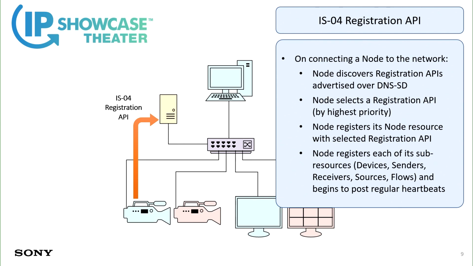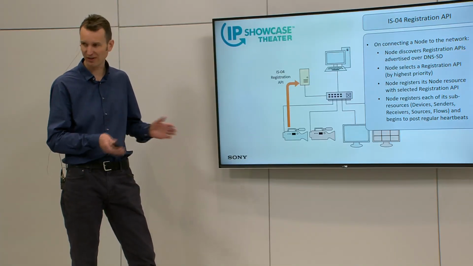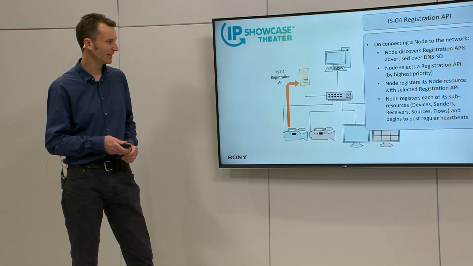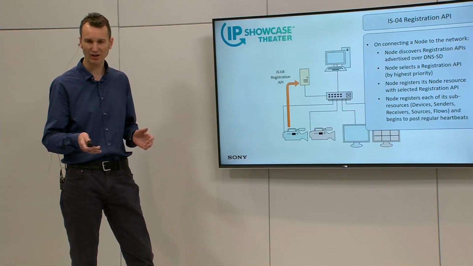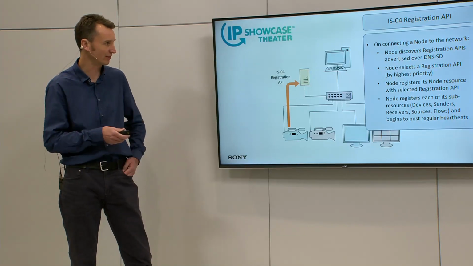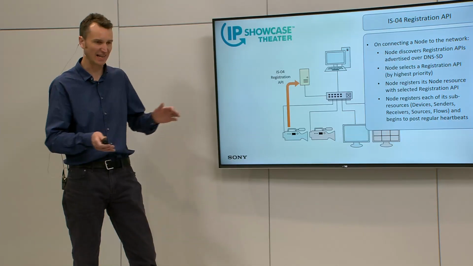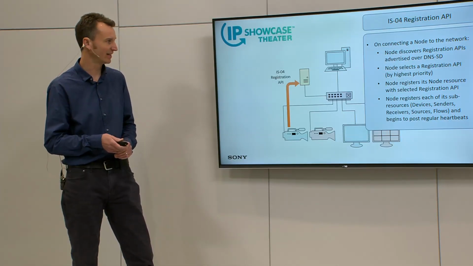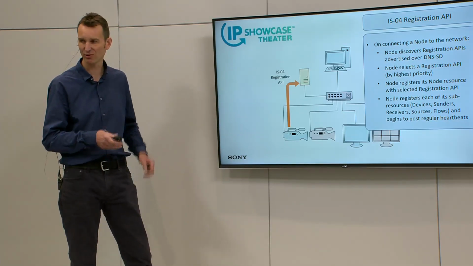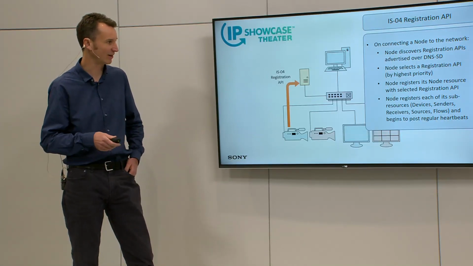And it will also begin to post regular heartbeats to the registry. The heartbeats are typically every few seconds, every 5 seconds is a recommendation. If the registry doesn't receive a heartbeat for a certain period of time, called the registry expiry interval, then it will actually deregister or let that node expire from the registry. And this is a way of making sure the registry always has an up-to-date list of all the currently connected resources to the network.